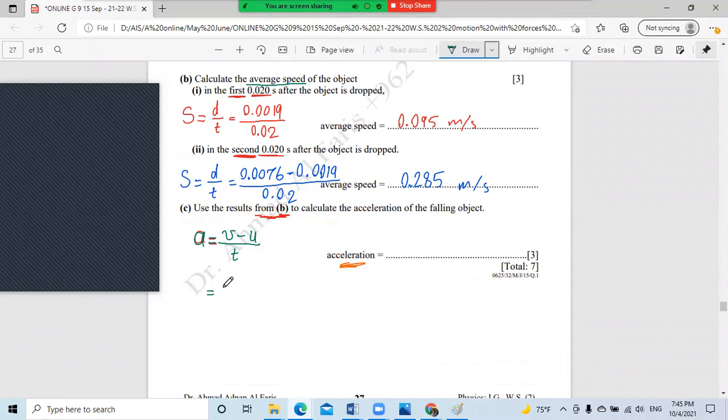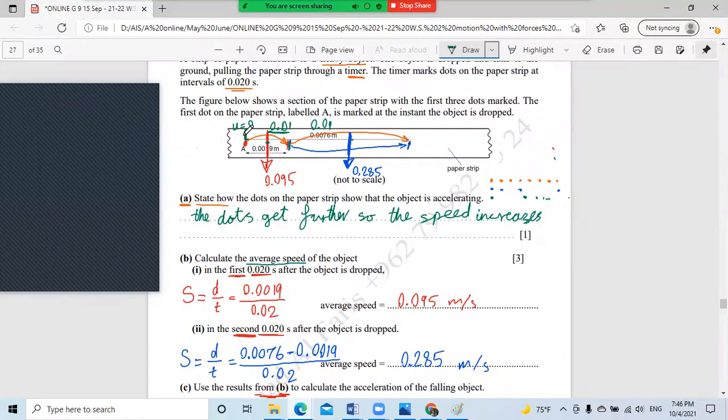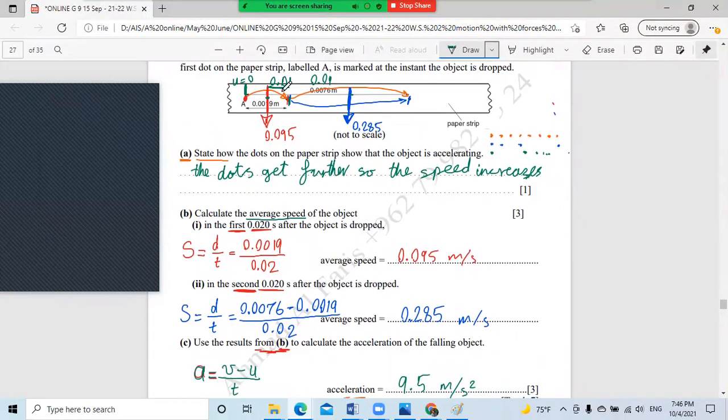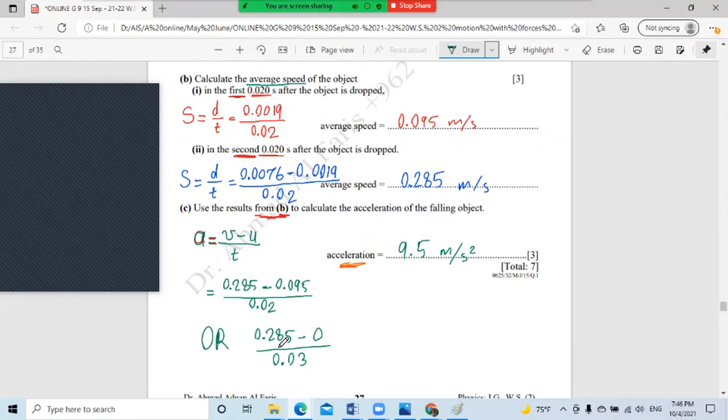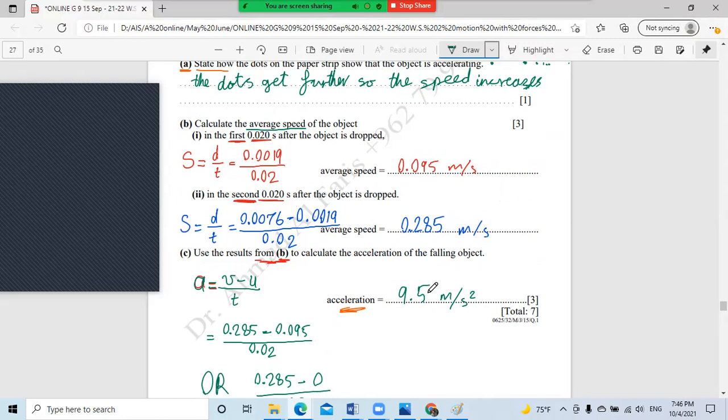I can say that it's 0.285 minus 0.095 divided by 0.02, okay, and the answer will be 9.5, which is approximately 10 meters per second squared. Or I can start from the beginning, from u equals 0, and the time is 0.2 plus 0.1. You can do that. Or you can say 0.285 minus 0 divided by the time, which is 0.03, and you will get the same answer. So both answers give us the same thing.